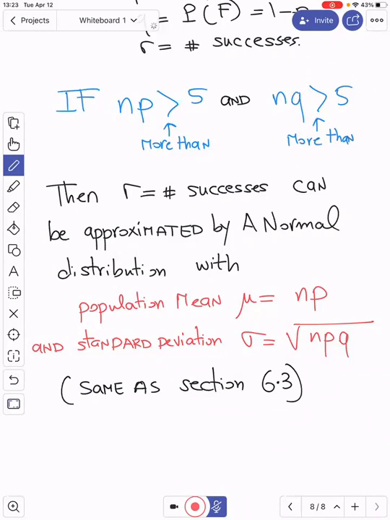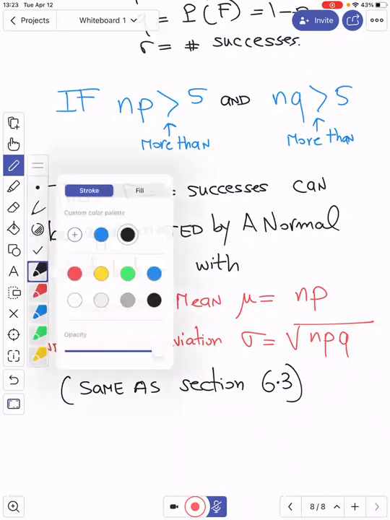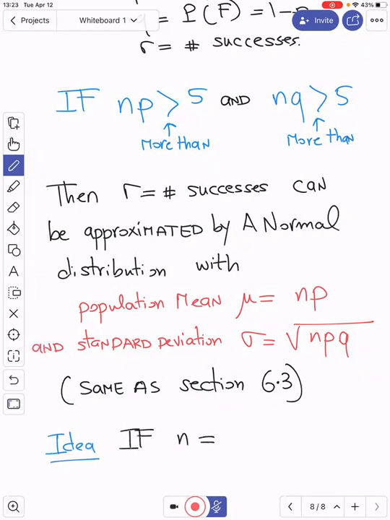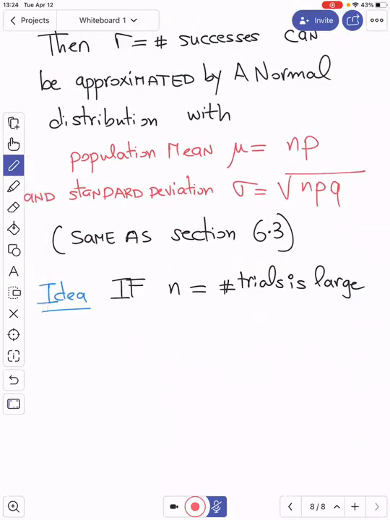And the thing is, what we are saying is, in some sense, if N, the number of trials, is large, then we can convert R, the number of successes, to Z.